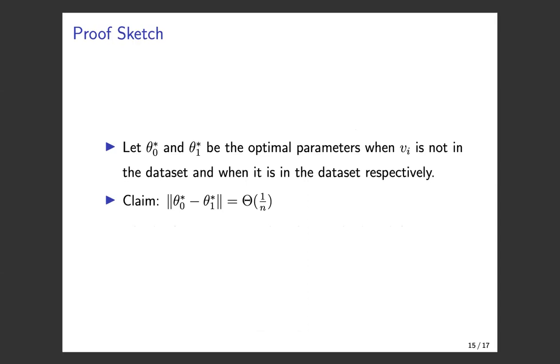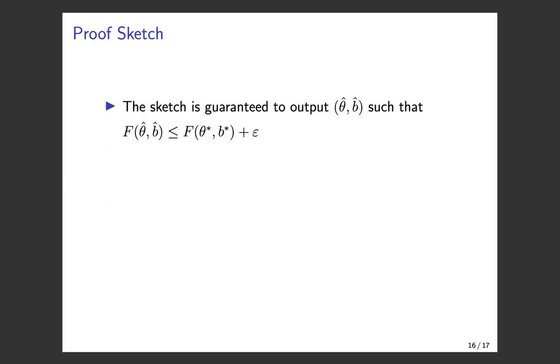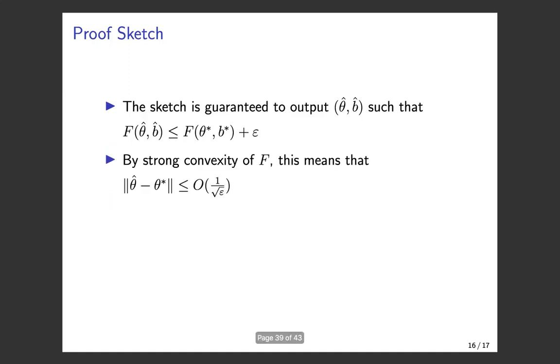Okay, and this allows us, if we can show that the approximate parameters θ hat that we find from the sketch are sufficiently close to the true optimum parameters, to figure out which of these two cases we are in. So that's exactly what we'll do. Recall that the sketch is guaranteed to output some parameters θ hat, b hat, such that the value of this function is at most epsilon more than the value of the function at the optimal parameters. But also remember one other property of f, this objective function, namely that it's strongly convex.